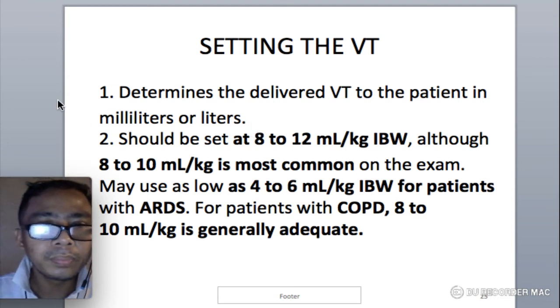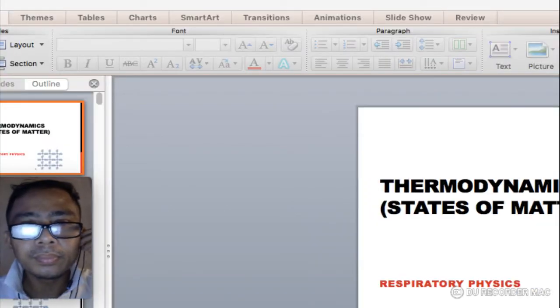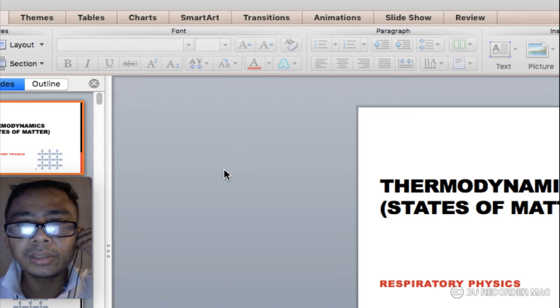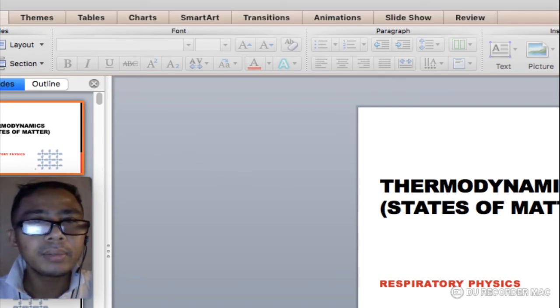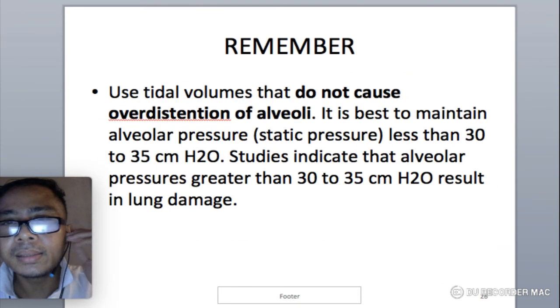So, nagluluko talaga siya, no? So, just wait. I will fix the laptop. Complicated masyado.